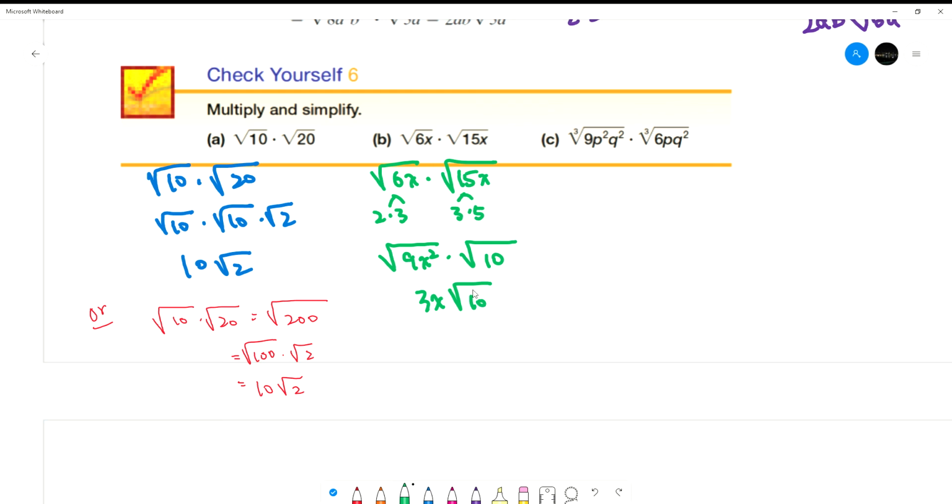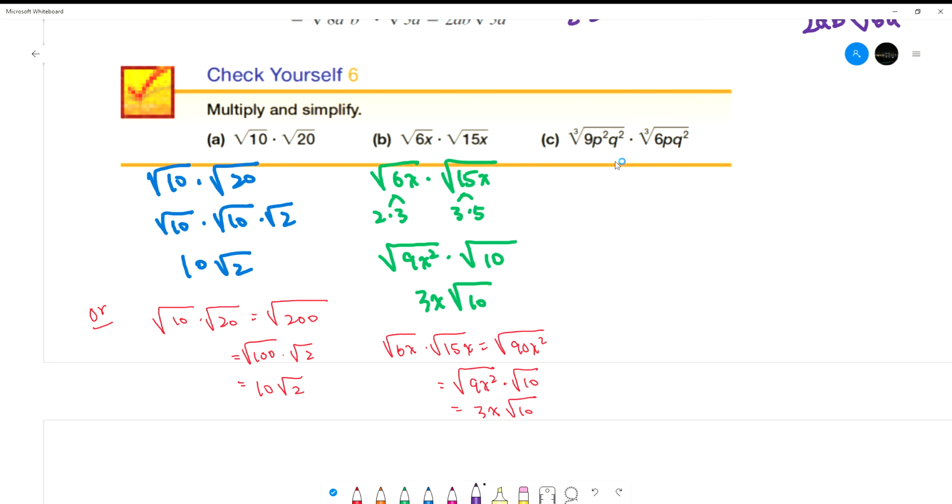The other way is just to multiply 6 by 15 and we get 90, which is not that difficult either. You could have just done radical 6x times radical 15x is equal to radical 90x squared. Therefore, you get radical 9x squared times radical 10, which is the same result. This is 3x radical 10. So either way you do it, it's fine.